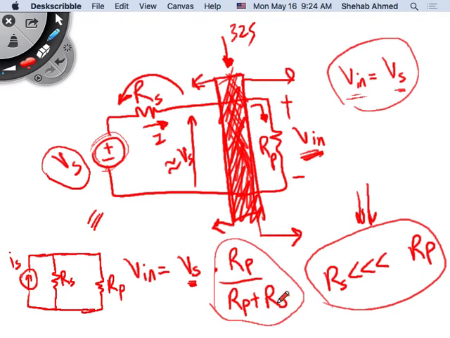If that is the case, if RS is a lot smaller than RP, I can neglect RS in this summation, and this fraction is 1. I can approximate this fraction as 1, right? Or, in other words, ideally, I would like RS to be 0, right? If RS is very, very small, ideally it's 0. If RS is 0, then this RP over RP is 1, and V input is equal to Vs, right?